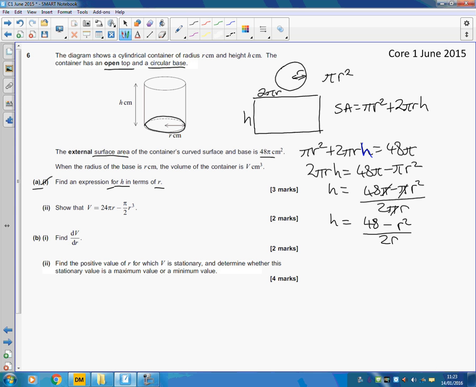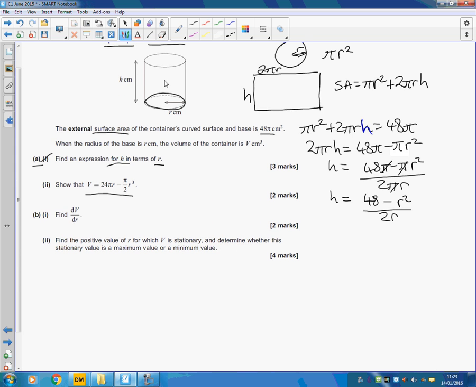So we've got that. And now it asks us to show that the volume is this. So basically they're asking us to find the volume. Now, you might not remember the formula for volume, but let's think about it. It's going to be the area of the base, a circle, and so to get the volume, we're just going to need to times by the height. So the volume is going to be the area of our circle, pi r squared, times by the height.